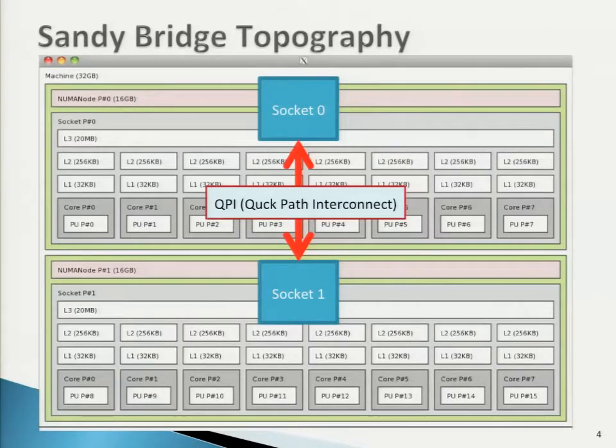And then, not illustrated here, for communicating between these sockets, we have something that Intel calls a QPI, a Quick Path Interconnect. So whenever, for example, this core here tries to access memory up here, that memory will be transferred over the Quick Path Interconnect.